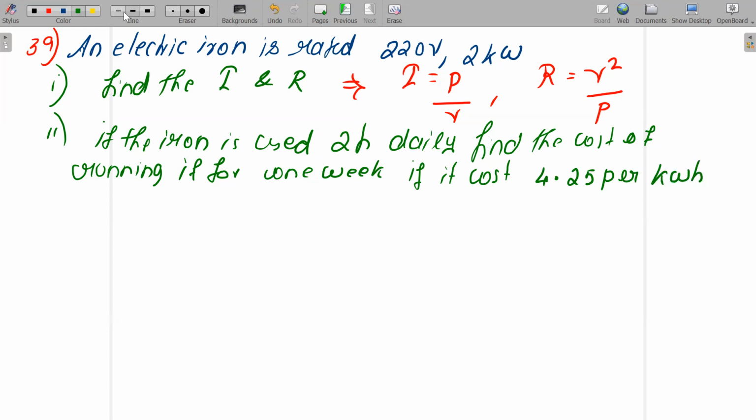What is the answer? Very easy answer, right? What is the answer? E is equal to electric energy is equal to power into time. What is the power?